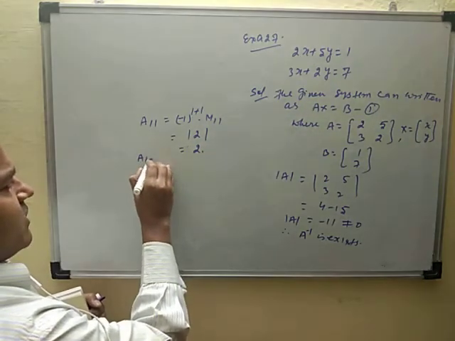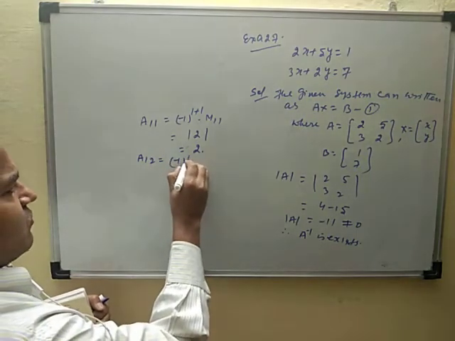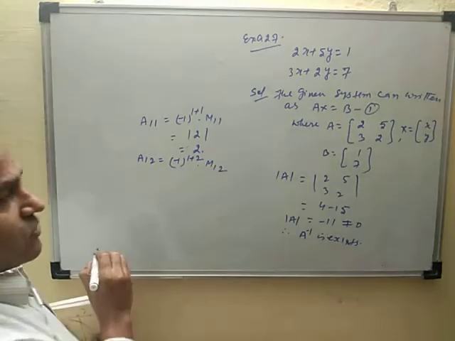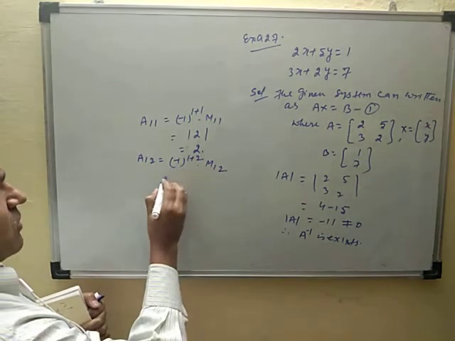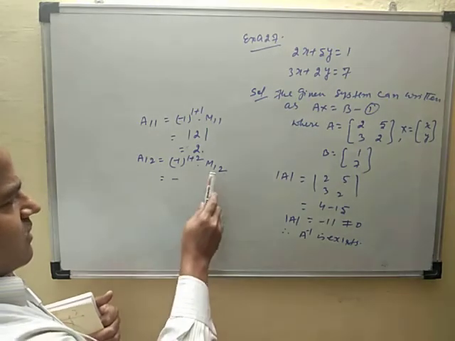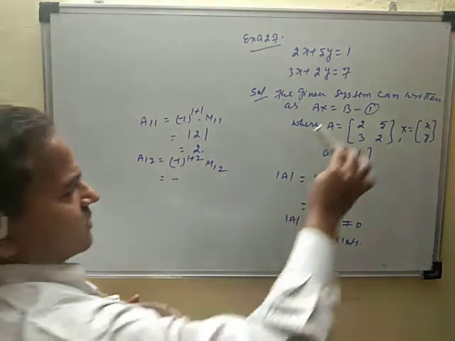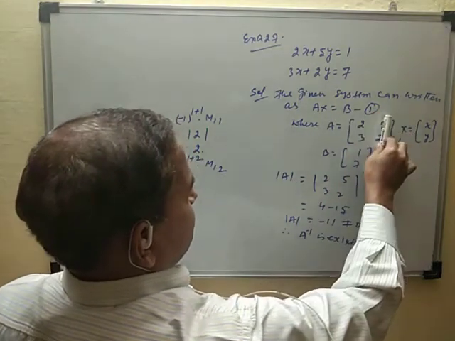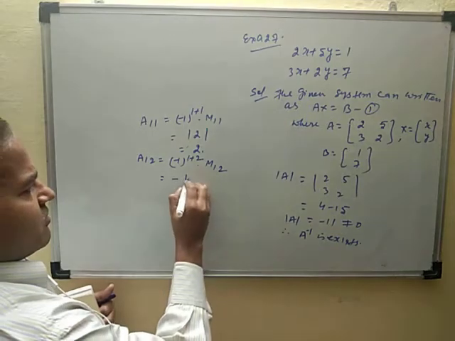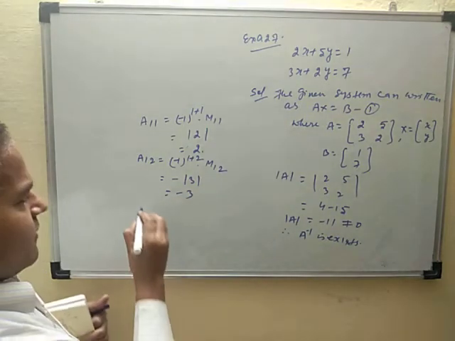Now next find A12, that is minus 1 to the power 1 plus 2 into M12. Minus 1 to the power 1 plus 2 that is minus, and M12 is delete first row and second column. This is first row and second column. So what is the element remaining? 3. So determinant of 3 is equal to minus 3.